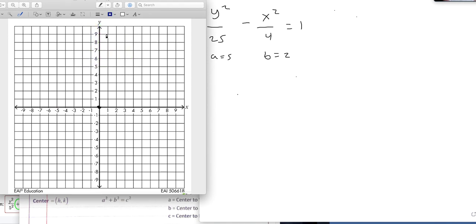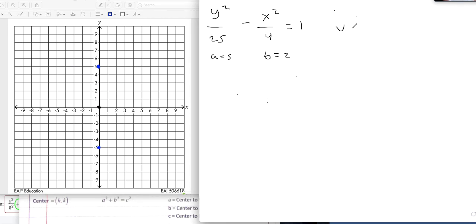And then for my vertices, we know A is 5 and the y is leading, so that means we're going to go up 5 and down 5. So with that, now I know the vertices are at, when x is 0, y is 5, or when x is 0, y is negative 5.